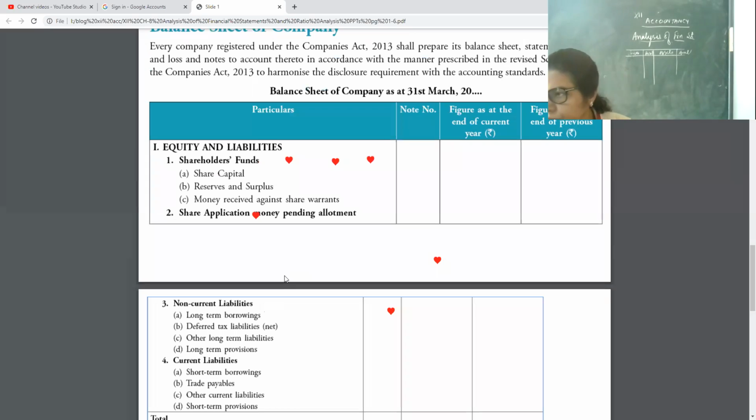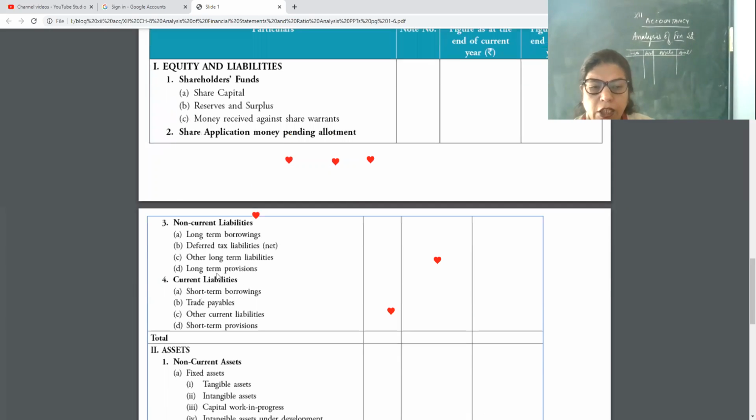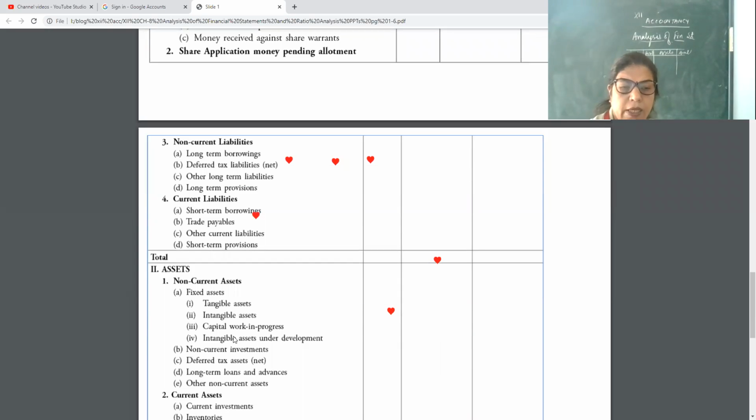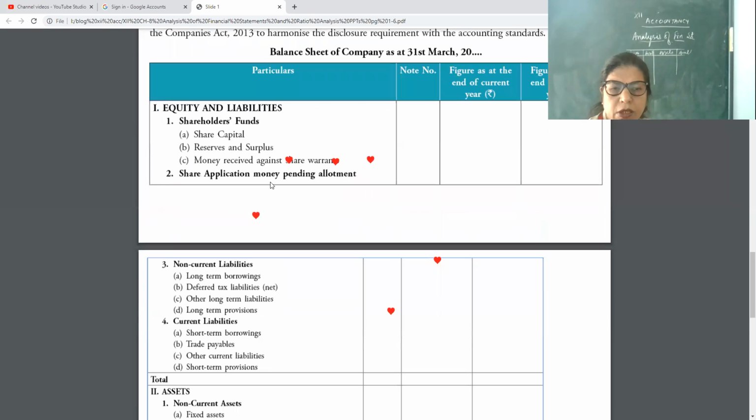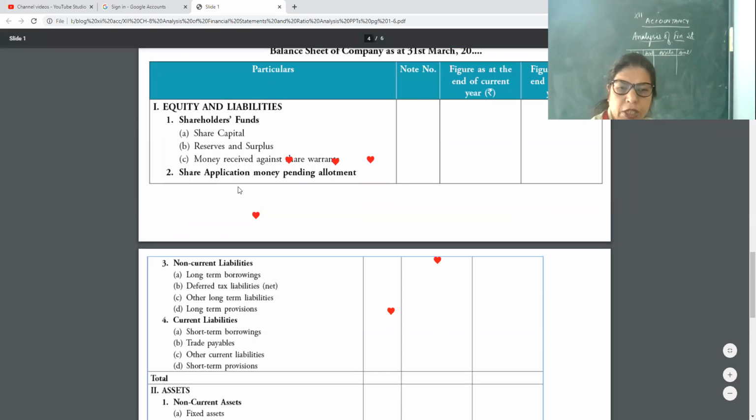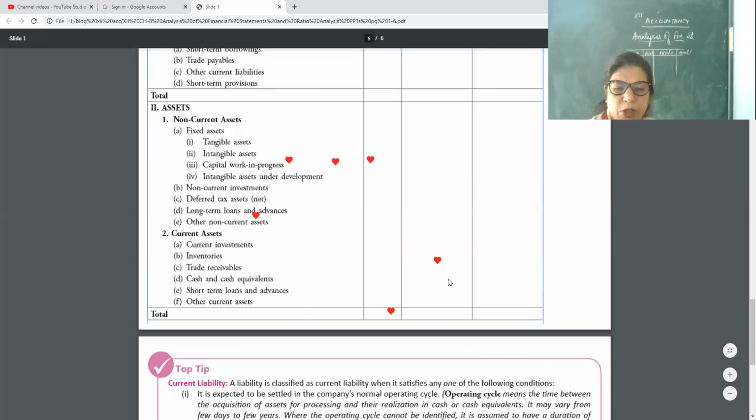So again, this is a very important topic for this year. Various types of questions can be framed from this topic, like what is the head for trade payables, that is current liabilities. Give two examples of current liabilities. Give two subheads of current liabilities. Assets are classified in how many parts? Non-current asset and current asset. Equity and liability have how many parts? So you will write shareholders' fund, share application, non-current liability, current liability. I'm sure that is very beneficial for you.